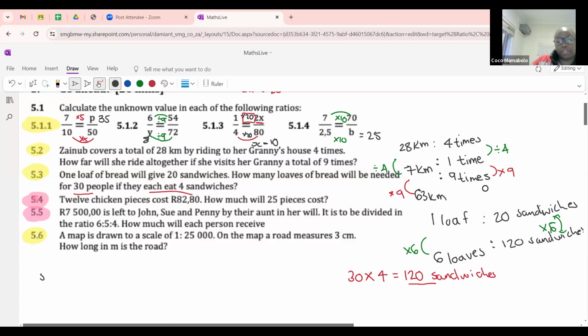All right, so 5.4. Okay, it says here 12 chicken pieces cost 82 Rand 80 cents. How much will 25 pieces cost? So we're going to do this question kind of like the way we did 5.2. Okay, so we're going to go 12 pieces. Itandile, do you want to do it? Sure. All right.